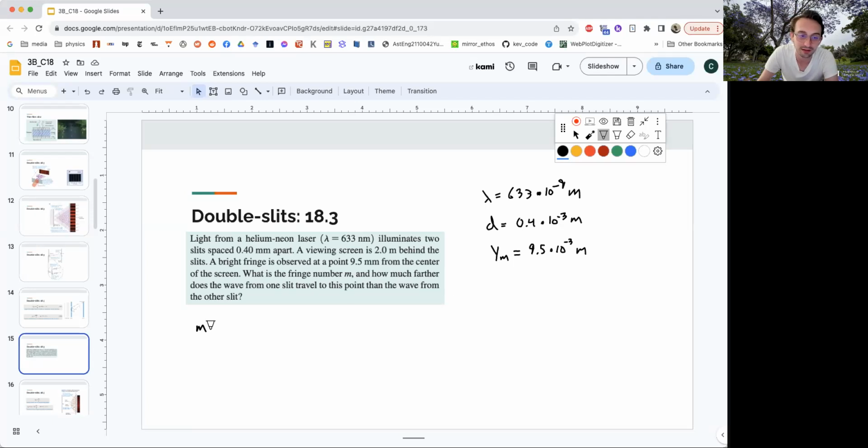So they're asking us to find what M is for this particular bright spot, and also to find that delta R that we were referencing earlier. So how much farther did one beam of light travel than the other beam of light? Okay, so to get our M, this is a straightforward application of our equation.